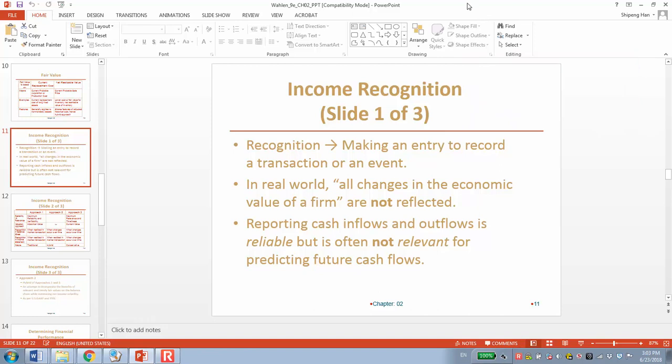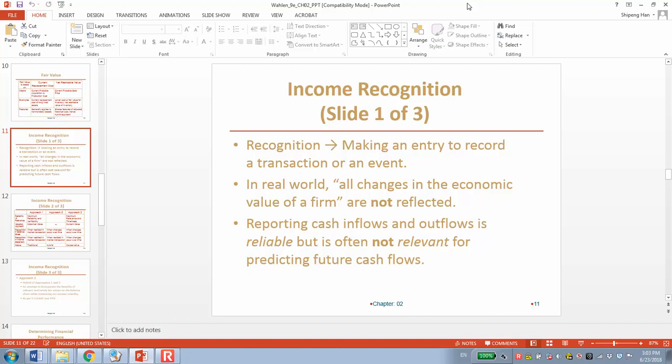In the second part, we talk about income recognition. Similar to the valuation of assets and liabilities in the balance sheet, there is also a trade-off in income recognition. Actually, the process of recognition is to make an entry to record a transaction or event. In other words, the income statement is to record all the operating activities that change the financial position.